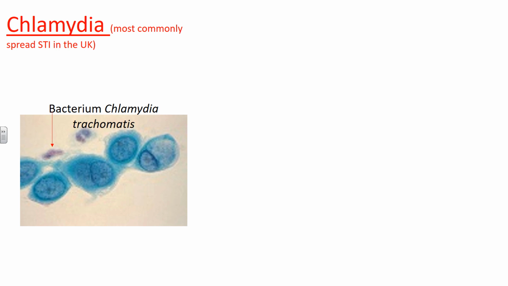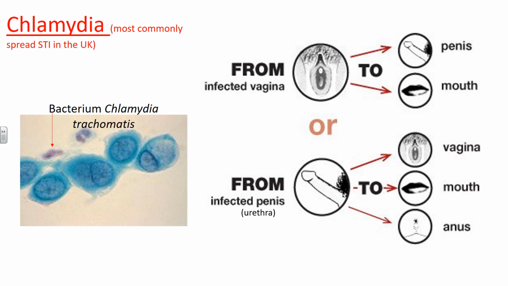Chlamydia. Chlamydia is an STI, sexually transmitted infection, very, very common, and it's caused by a bacterium, Chlamydia trachomatis. That's good news that it's caused by a bacterium, as I'll explain shortly. Chlamydia is passed through sexual contact, as the diagrams here indicate the various ways that can happen.